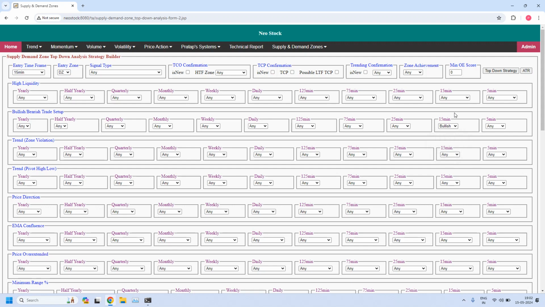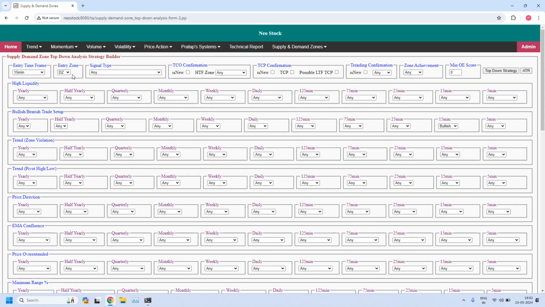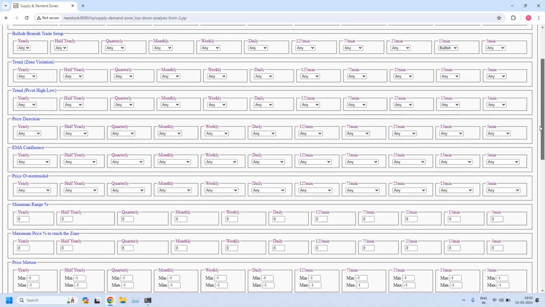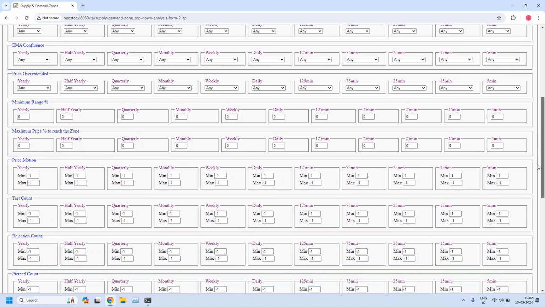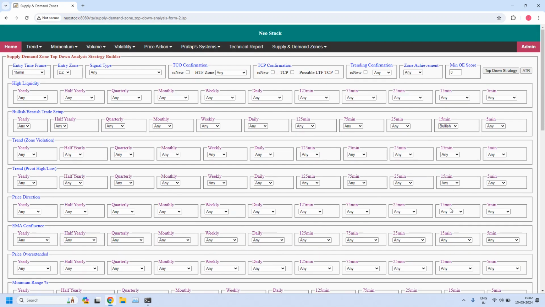Apart from this, I am also going to set three additional parameters. The first parameter, the pierced count of a zone should be 0. Which zone? Because you selected an entry zone as a demand zone, the 15 minutes demand zone pierced count should be 0. That means zone should not be pierced. So here we have a parameter called pierced count. Look into this last parameter in this page, pierced count. Because our entry time frame is 15 minutes, in 15 minutes, I am selecting the minimum value as 0 and maximum value as 0. That indicates zone pierced count should be 0. That means zone is not pierced. Which zone? Demand zone for 15 minutes time frame.